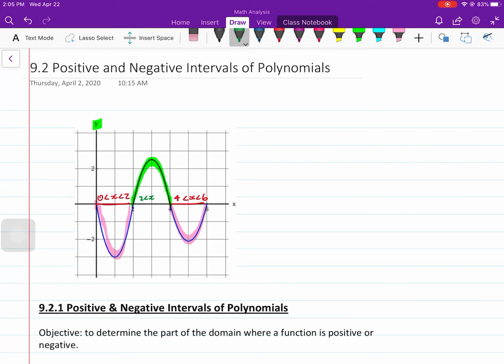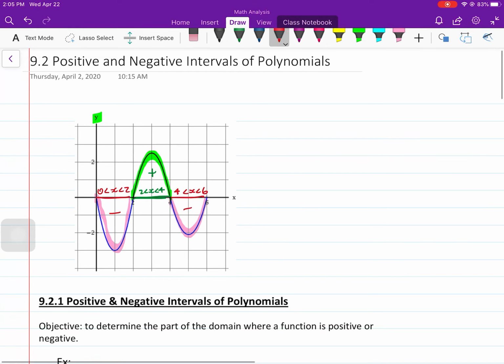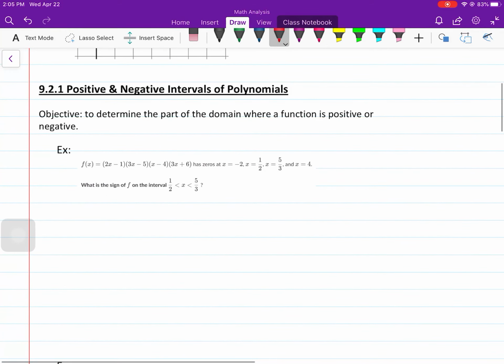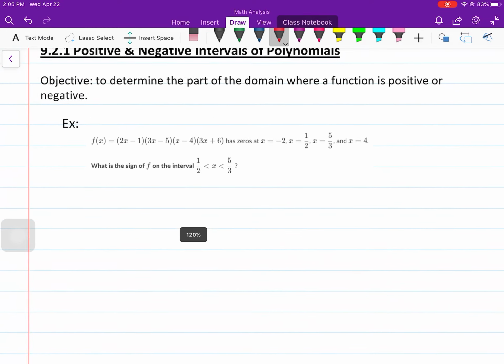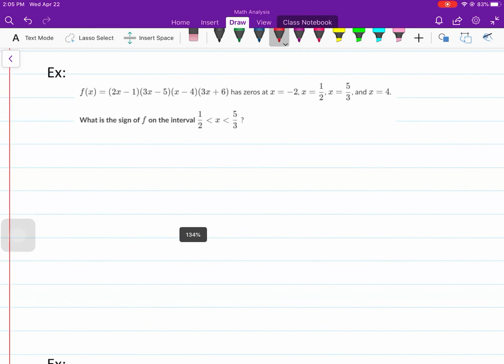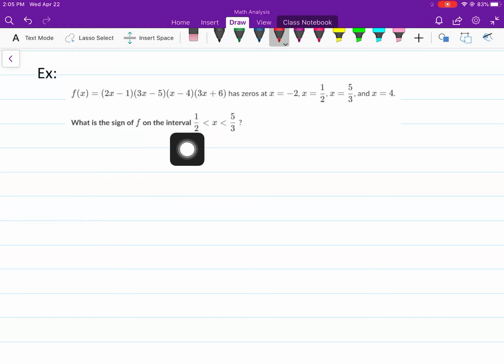So I'm going to use the other notation instead. I kind of like this notation more than saying it was positive between 2 and 4. So I'll put a plus there, minus for here. So taking a look at this, they're asking, what is the sign of f on the interval 1/2 to 5/3?